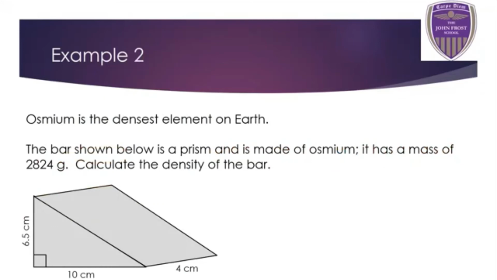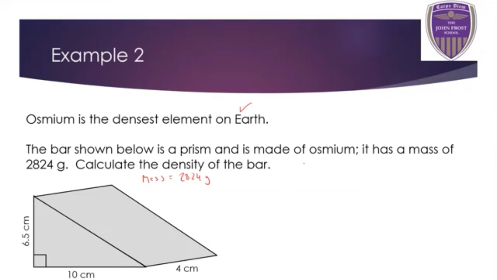Example 2, pause the video, come back when you're ready. So, osmium is the densest element on Earth. The bar shown below is a prism, and it's made of osmium. I can see that, yeah, it's a prism. It's got a mass of 2,824 grams. So the mass of this prism is 2,824 grams. And I want the density.